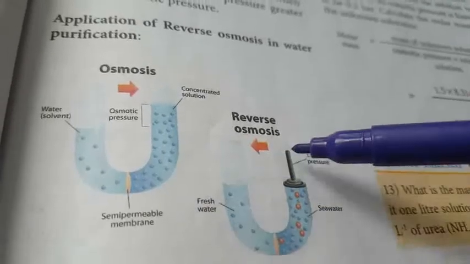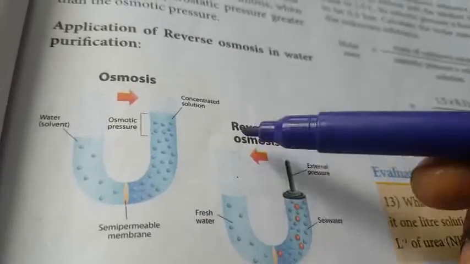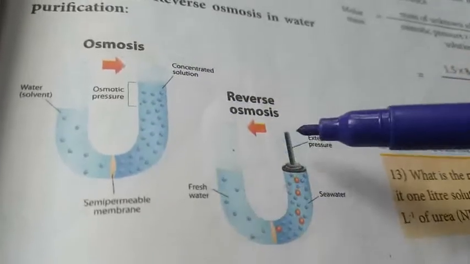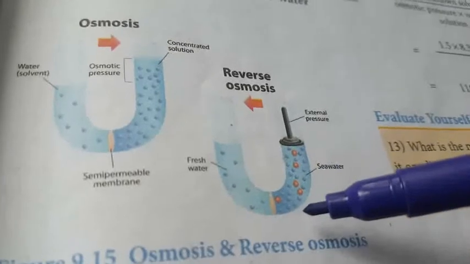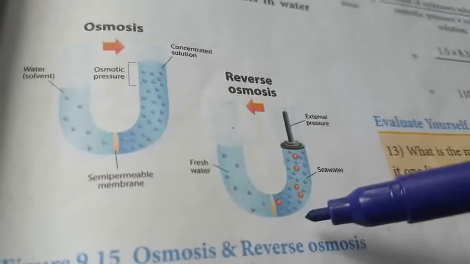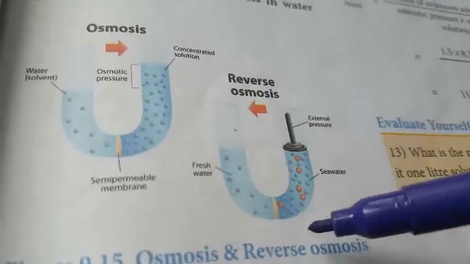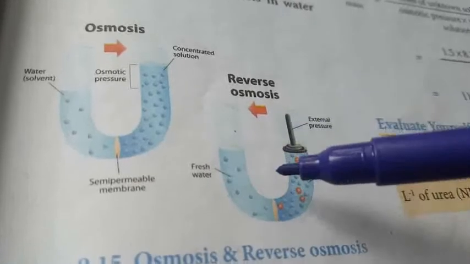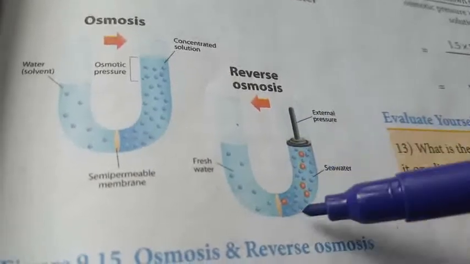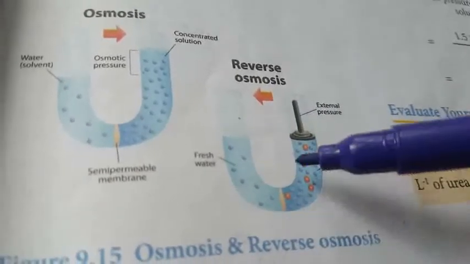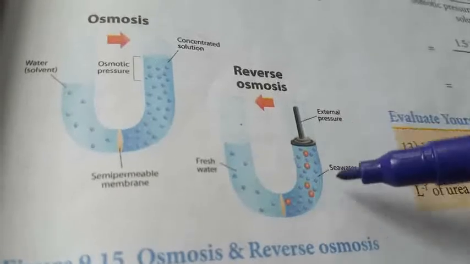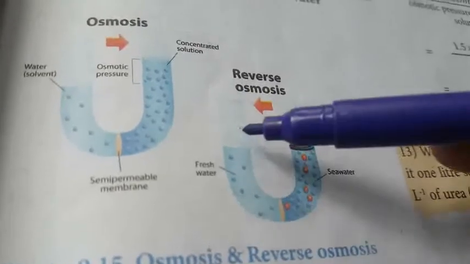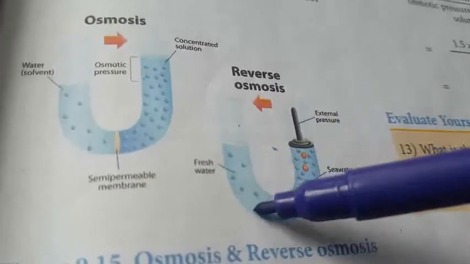So when a pressure higher than the osmotic pressure is applied on the solution side, this external excess pressure is on the solution side. The water molecules move from the solution side to the solvent side through the semi-permeable membrane. Only the pure water passes, and the remaining solute molecules stay back in this chamber. The pure water can be collected.